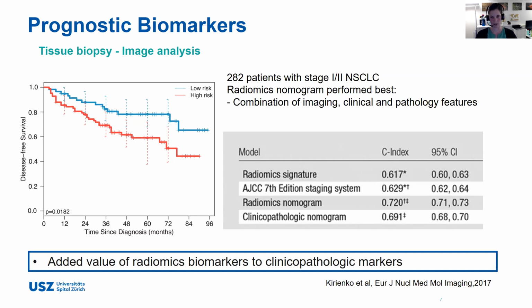On the left side, you can then see, based on this nomogram, how the patients were distributed in low-risk and high-risk patients. And we can see that the Kaplan-Meier curves are nicely splitting. So we can define two distinct groups based on this nomogram for survival.